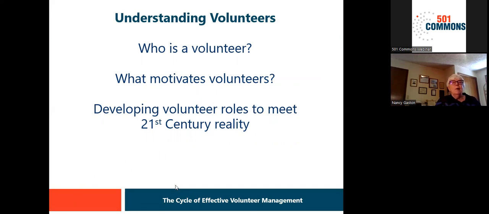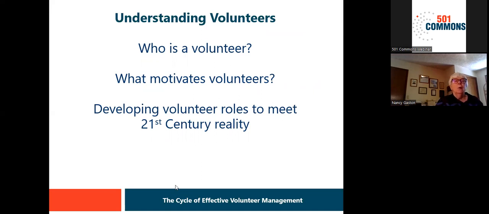A very basic question is, who is a volunteer? That may seem really evident, but it's more complicated than you might think. Then we're going to look at what motivates volunteers. Why in the world do they show up at your program or whatever program and work without getting paid? And then we're going to look at what volunteer roles work for current volunteers.